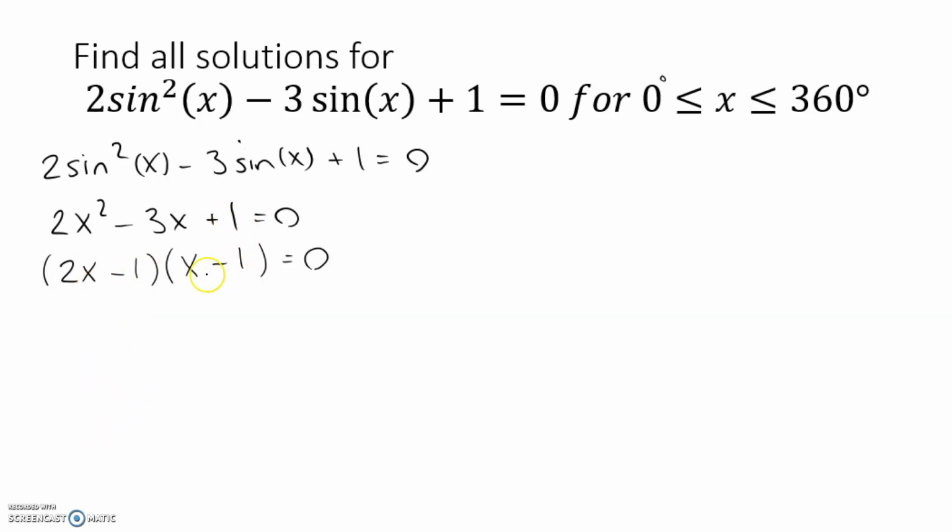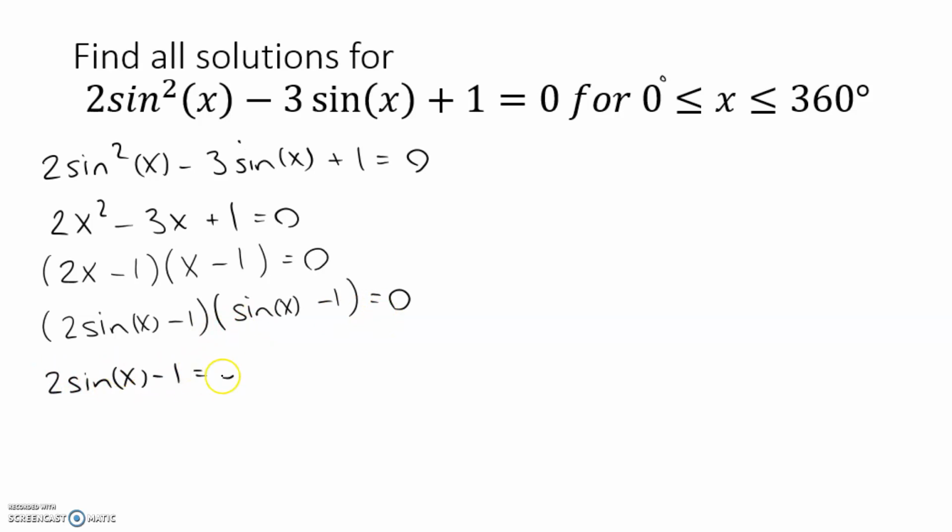Okay, I just substituted a sine for an x. So you could have written this as 2 sine of x minus 1 times sine of x minus 1 is equal to 0. So I've got two things multiplied together to give me 0. I can break both of them apart, set them both equal to 0, and then solve.